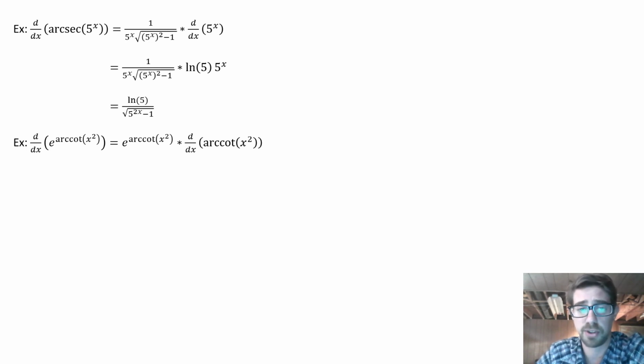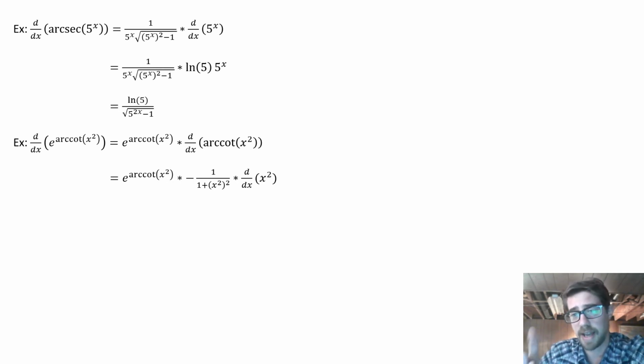So now we have the derivative of arc cotangent of x squared. So arc cotangent is negative 1 over 1 plus x squared. Except it's not just x squared, it's x squared squared, because x squared is that inner function. And then finally times the derivative of x squared, which actually is the first one we ever did, so you know.